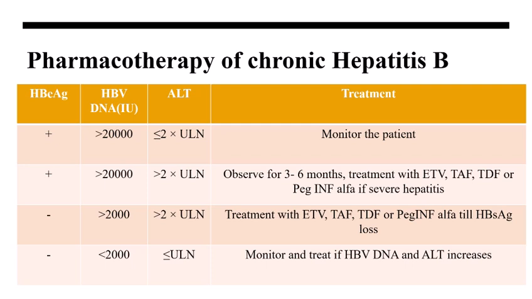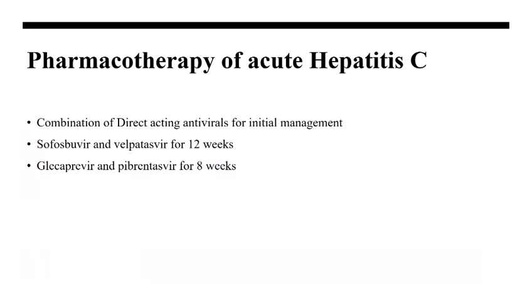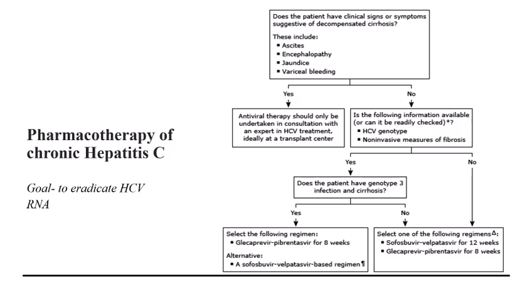So coming to the pharmacotherapy of acute hepatitis C, the direct acting antivirals are initiated earlier for hepatitis C infections, and the preferred combination is sofosbuvir and velpatasvir for 12 weeks or glecaprevir and pibrentasvir for 8 weeks. So this is the flowchart of how pharmacotherapy of hepatitis C is done.